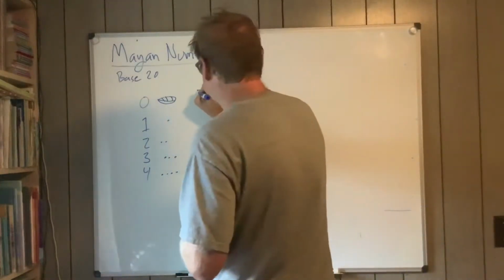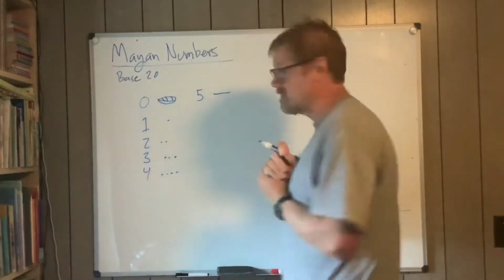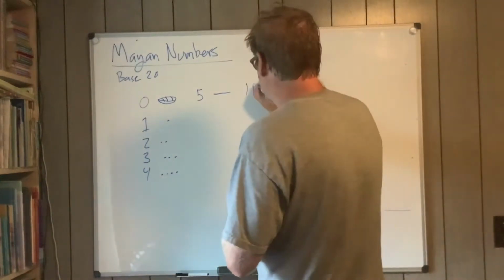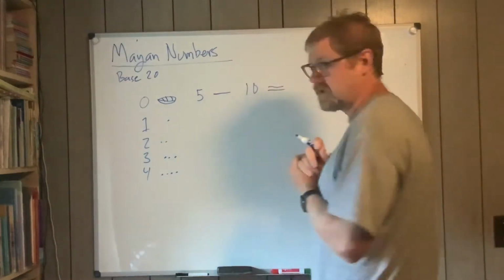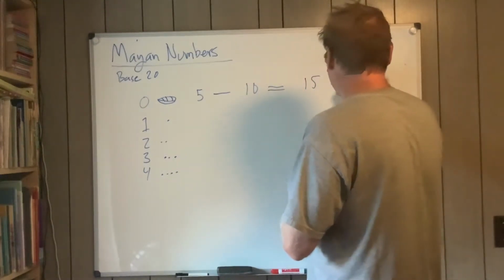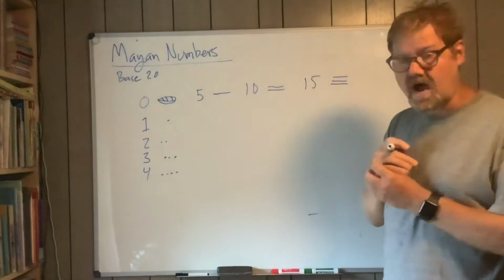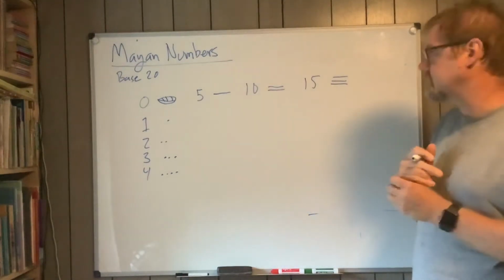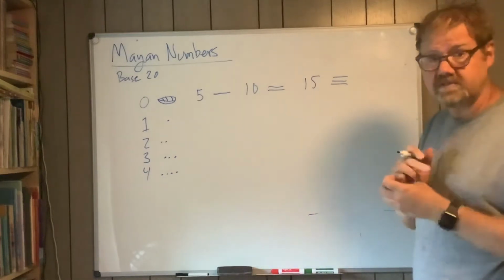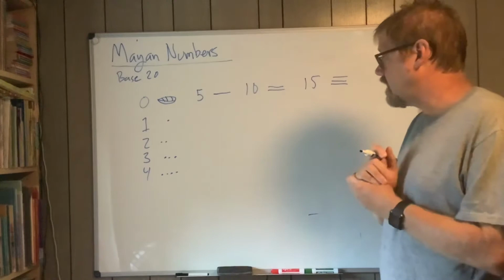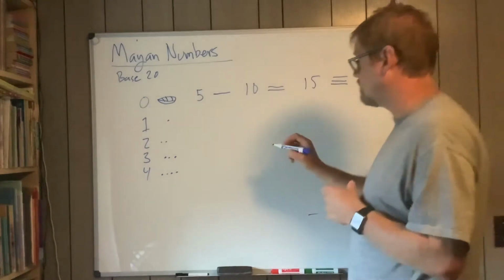And then when we get to 5, there's a line. When we do 10, we have 2 lines, and for 15, we do 3 lines. So each line represents 5. It's a blend of a couple of different systems in terms of dots and lines, like we've seen in other systems.